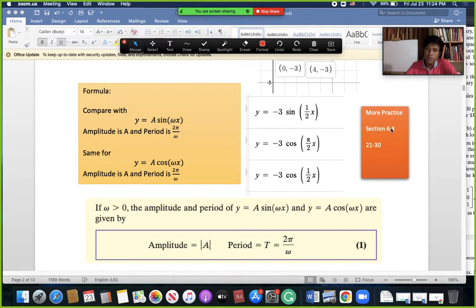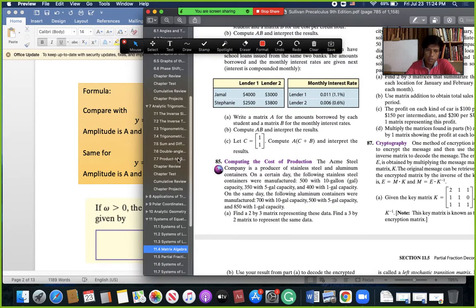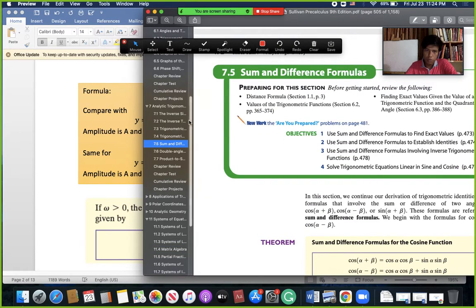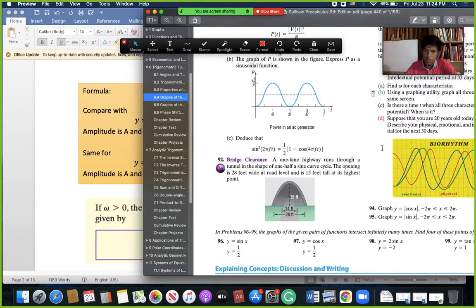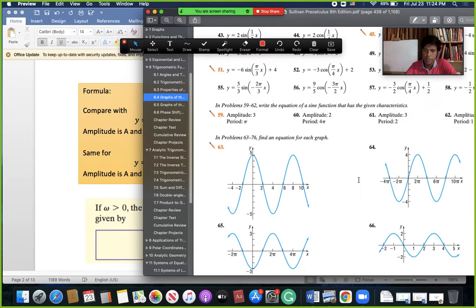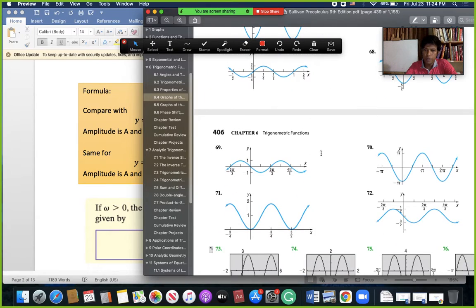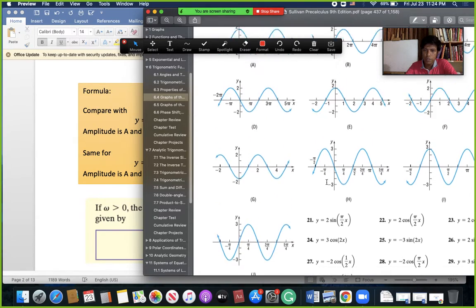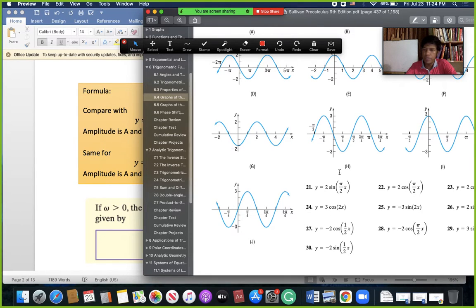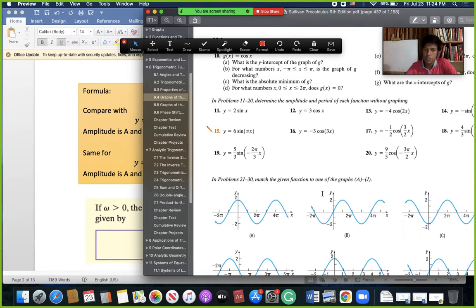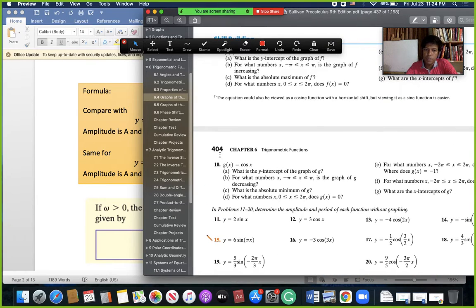For more practice, you can look at section 6.4, numbers 21 to 30 in our book. This is 6.4, and this math: find an equation for the graph. This is actually for the equation. In this math, the equation is given and the graph is given, so you can try to match it. The page number is 404.